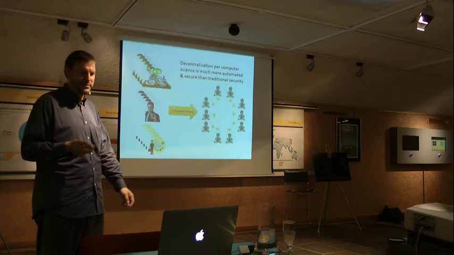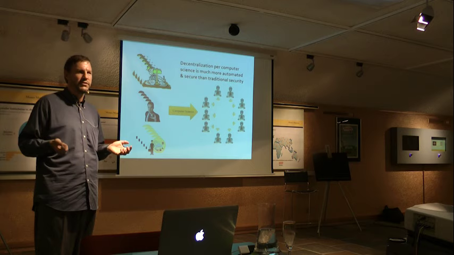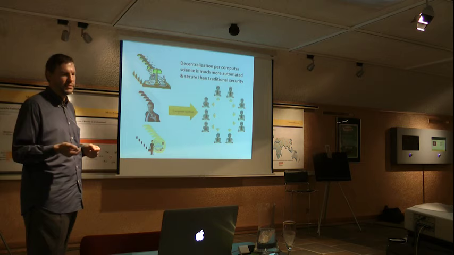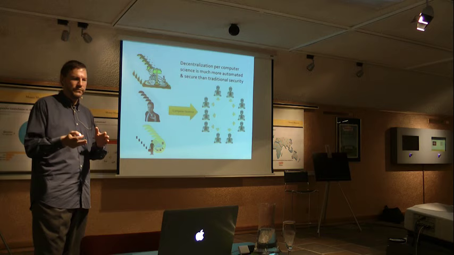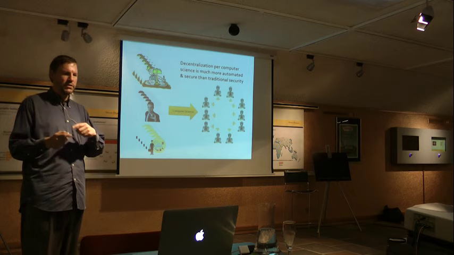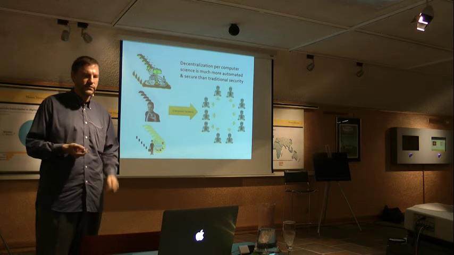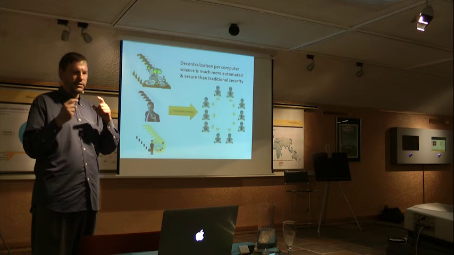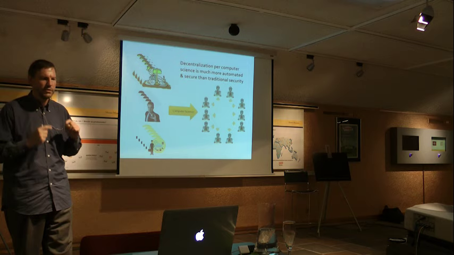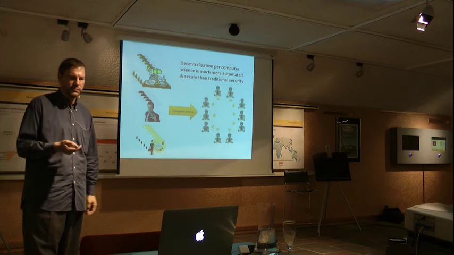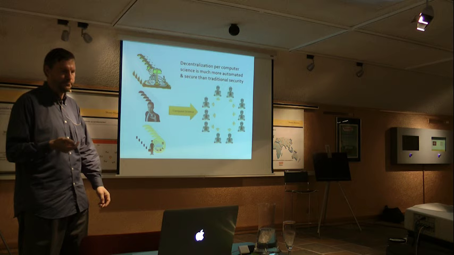Decentralization, per computer science, is much more automated and secure than traditional security. The basic thing a blockchain does is substitute automated rules on the blockchain for various things that accountants, investigators, and lawyers do. You can think of the army of accountants, lawyers, and investigators on the left, and an army of robots with green eye shades on the right. The green eye-shaded robots are engaging in a computer protocol where they're checking each other's work. They're using cryptographic techniques, called the Merkle tree, to create a chain of unforgeable transaction history and ledger.